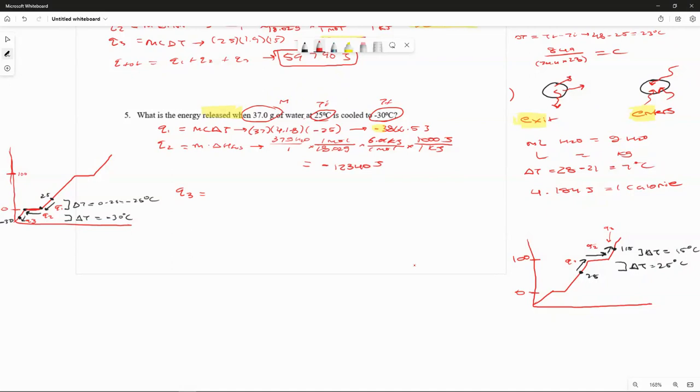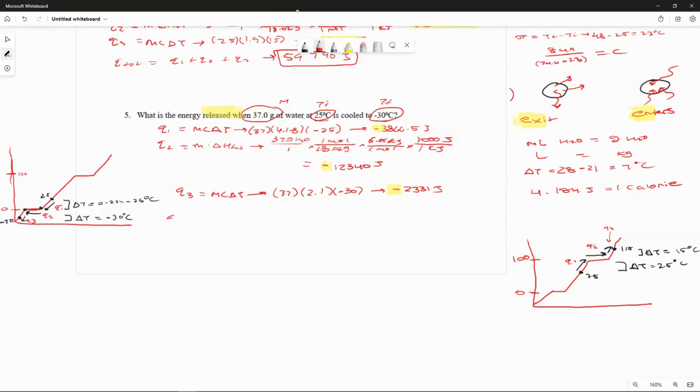We're going down. So we're going to use MC delta T. 37 for M, and C, this time it's the C for gas value. The C for gas value is going to be 2.1. And then times the temperature delta T we found, which was negative 30. Multiply all that across, and you're going to get a negative value, negative 2,331 joules. Negative, because it's heat released, energy released.